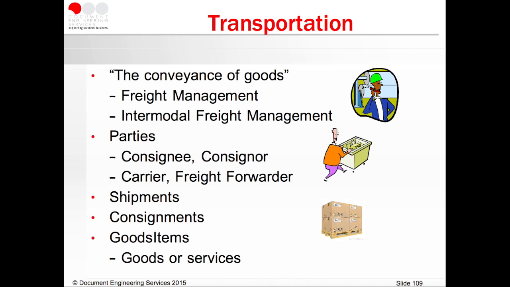The parties involved in the transportation process involve people like consignees and consignors, carriers and freight forwarders. So we introduce the idea of intermediaries into the process of document exchange. Two of the other concepts we need to clarify are shipment and consignment. We'll talk a bit about those in a moment. And also the definition of goods items, be they goods or services, and how items are transported.